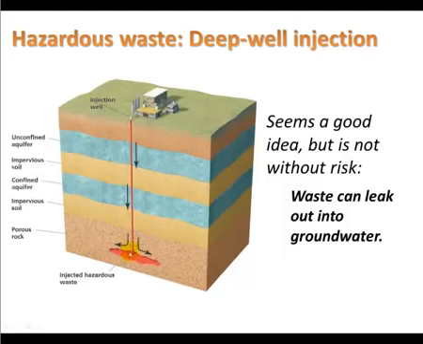So if we go down deep enough, we can get into porous rock that we can drill out, and if we have a nice pocket there, we can inject our hazardous waste and hope that we don't have any seismic activity or anything like that that would cause it to leak into our groundwater. But it is a possibility, and if it does happen, it's very difficult to clean up that groundwater.